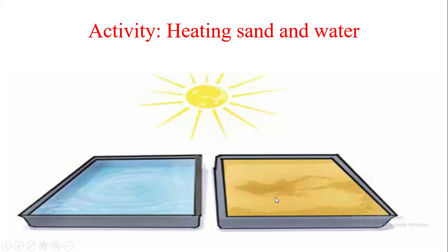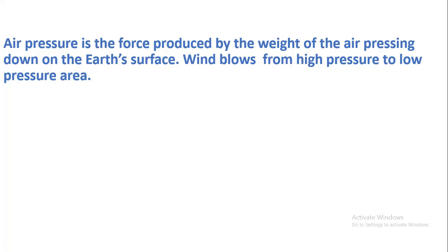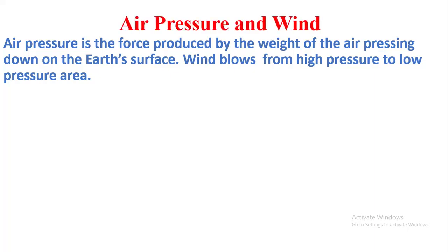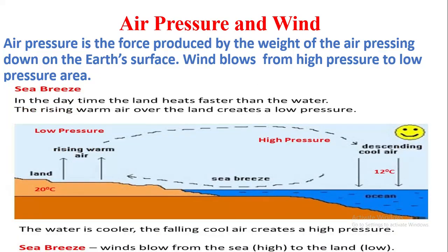Now we discuss air pressure and wind. Air pressure is a force produced by the weight of the air pressing down on the Earth's surface. Wind blows from high pressure to low pressure area. Air pressure is mainly of two types: high pressure and low pressure. Here is a diagram, and we try to understand how high pressure and low pressure are created.